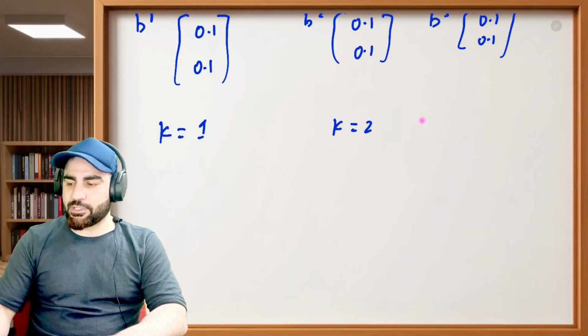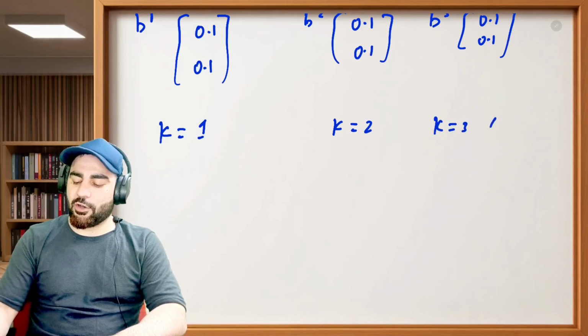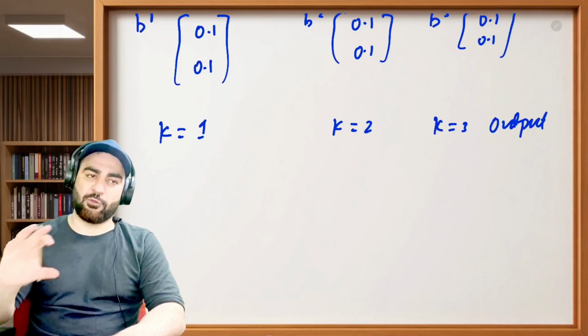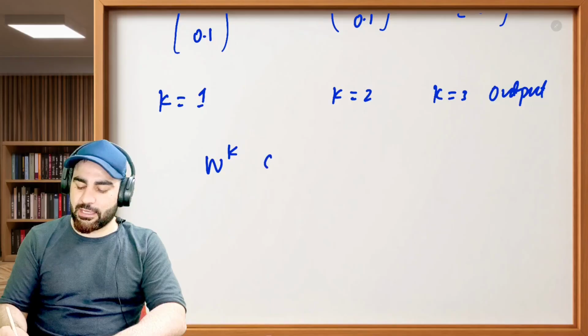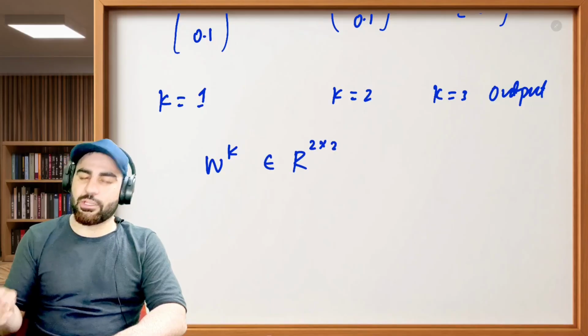Okay, and let's suppose k is equal to 3, that means the third layer, the output layer. So in this case, it won't be hidden, it will be the output layer. So all of these matrices, if you see W_k, they belong to R^(2×2). So they are 2 cross 2 matrices.